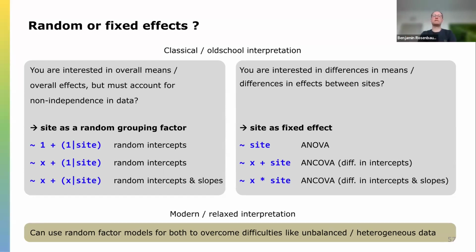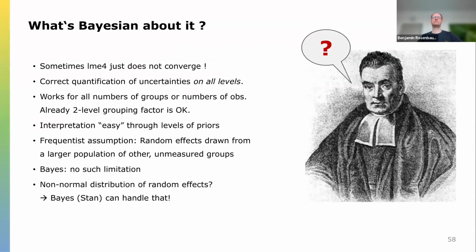However, especially in the Bayesian framework, this has been a bit relaxed. So you can also use random factor models for different purposes, for instance, to correct for unbalanced designs and get better estimates on site level. So what's Bayesian about it all? The most popular package, I would say, is LME4 to do this. It will use maximum likelihood to estimate these parameters. However, in my experience, not often, but sometimes it just doesn't converge. It just won't give you a value.